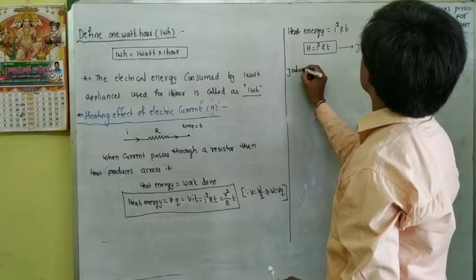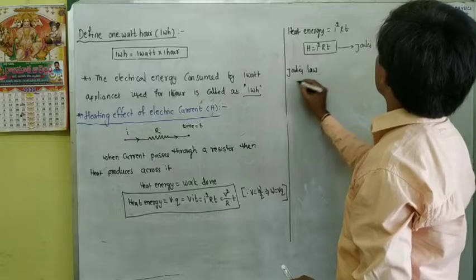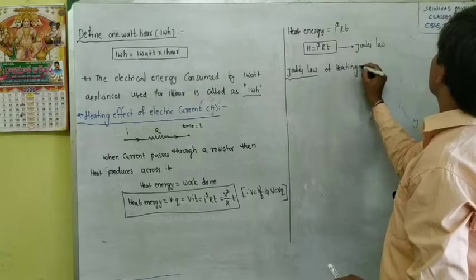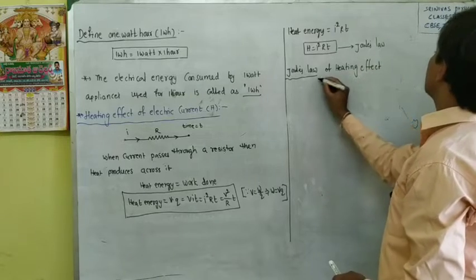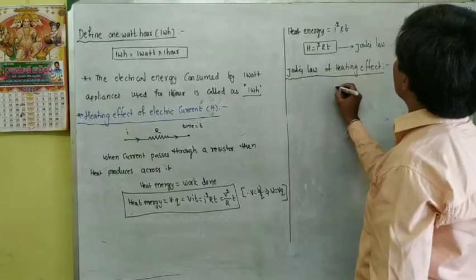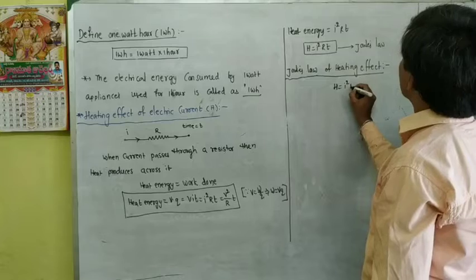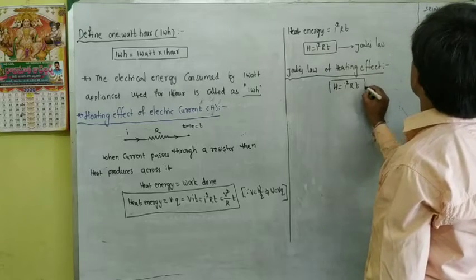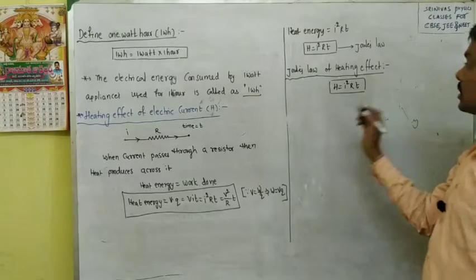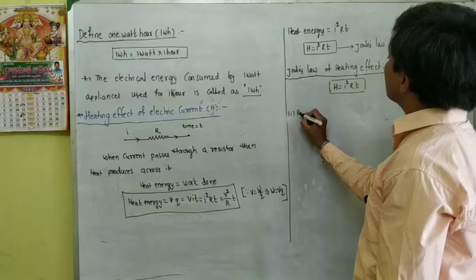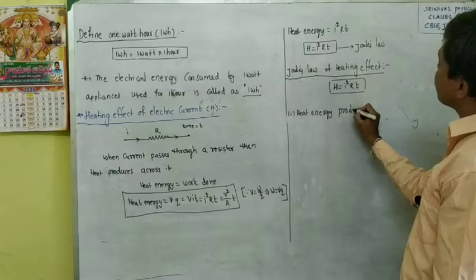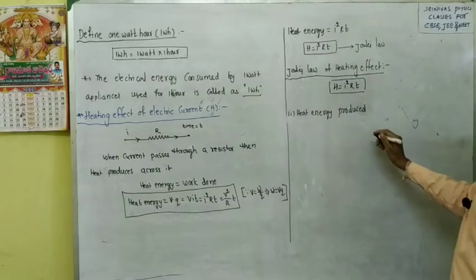Joule's law of heating effect. In the heating effect, Joule gave some law. What is that law? The heat energy formula is I square R T. On what factors does this heat energy depend? That is given by the scientist Joule. Let us see the first point. The heat energy produced depends upon the current.